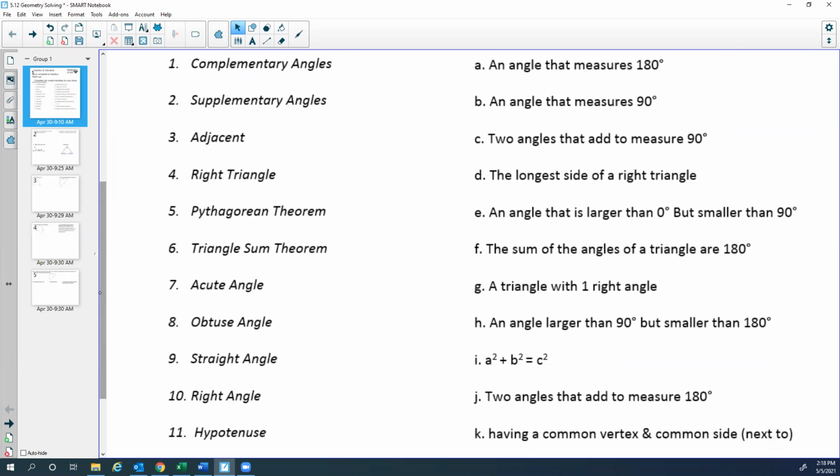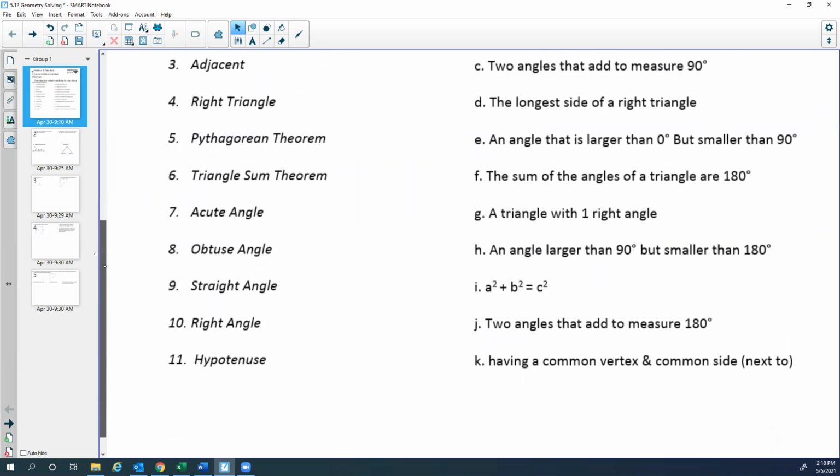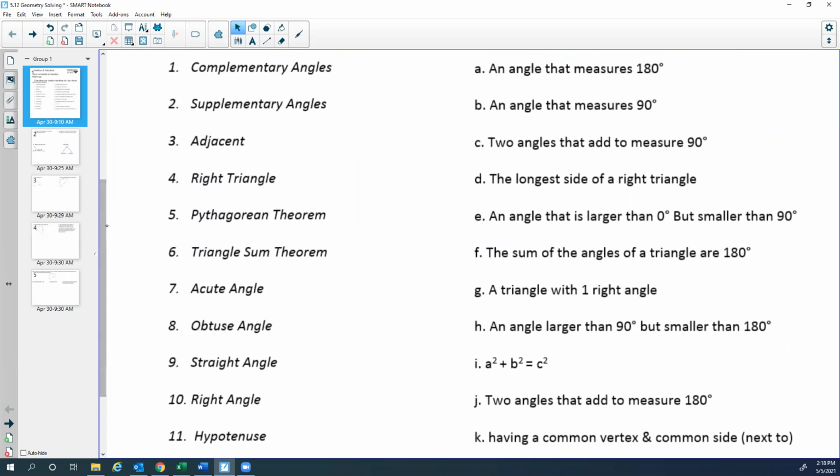On the left, you've got your vocab terms. On the right, you've got the definitions. I want you to go ahead, pause the video, and match each vocab term with the definition.